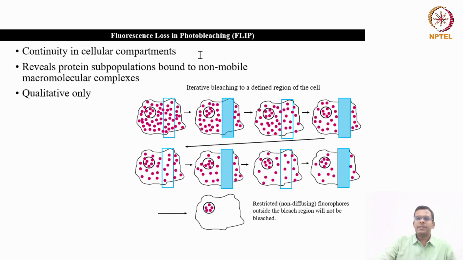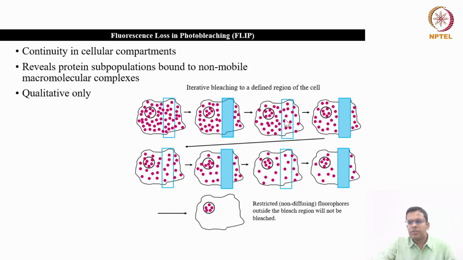Coming to fluorescence loss in photobleaching, which is known as FLIP. This technique is used to check the continuity in cellular compartments and reveal the protein subpopulation bound to non-mobile macromolecular structures. So how does this technique work? Let's say this is a cell, and you make this region of interest for iterative bleaching. In the first image, in the second image, you will bleach here, so all the fluorescent molecules are bleached in this area.